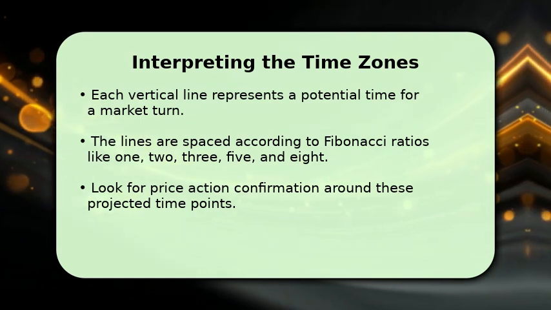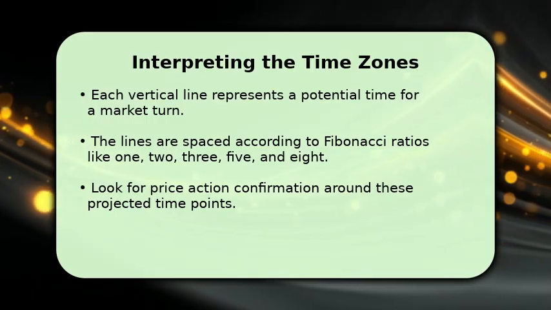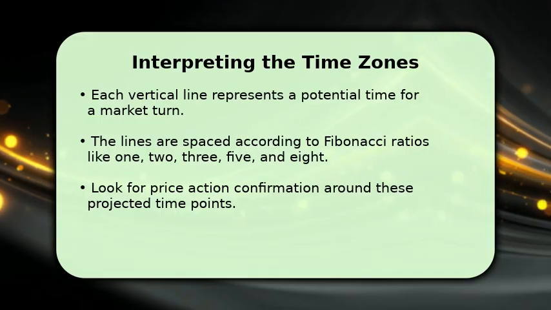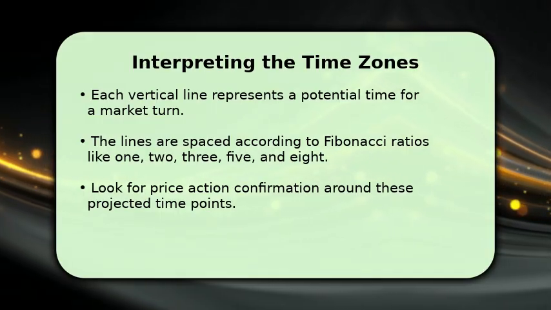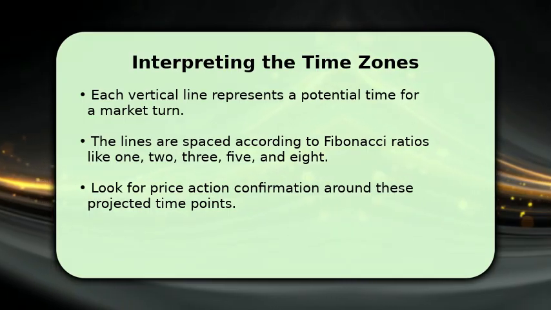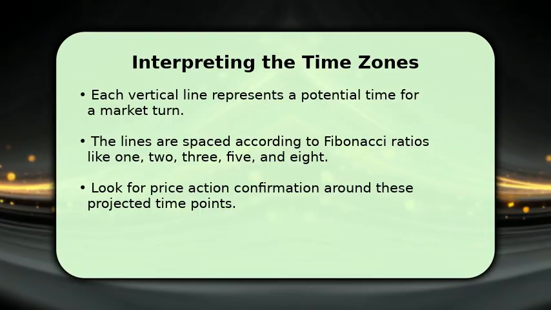Once drawn, the vertical lines of the Fib Time Zone tool indicate potential moments when the market's trend might shift. These lines are spaced using Fibonacci numbers such as 1, 2, 3, 5, 8, and so on. It is crucial to observe price action as it approaches these zones. Look for candlestick patterns or other indicators to confirm a potential reversal.